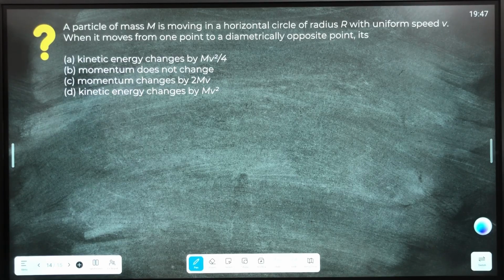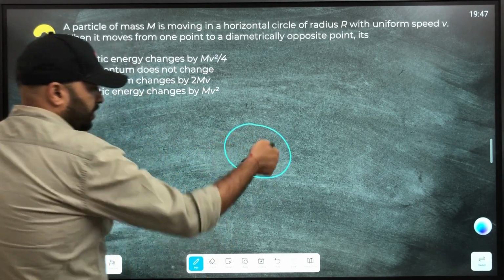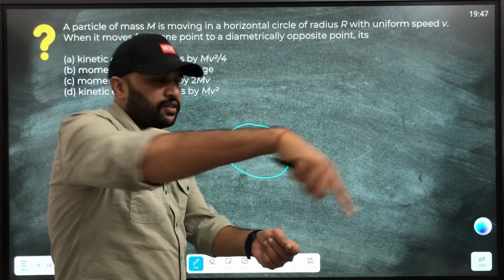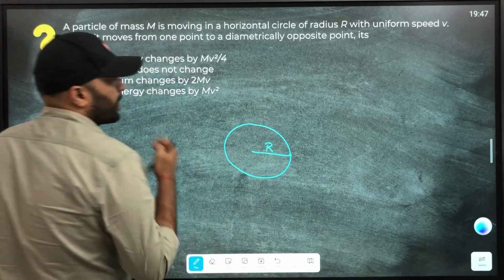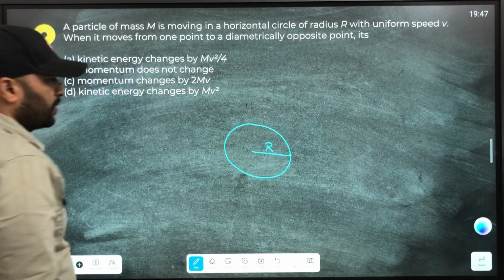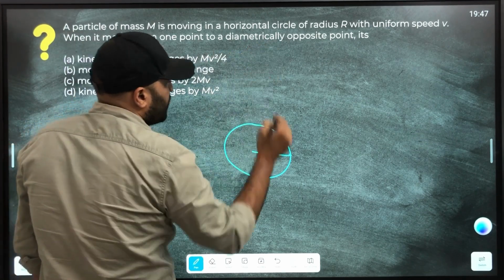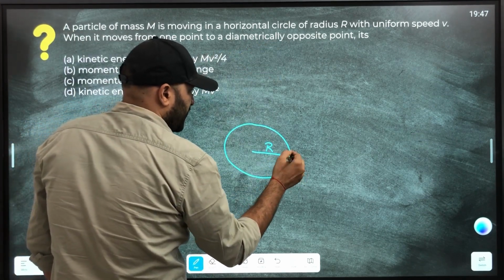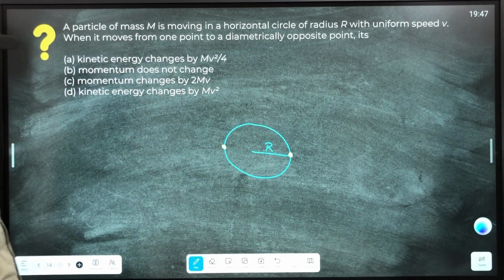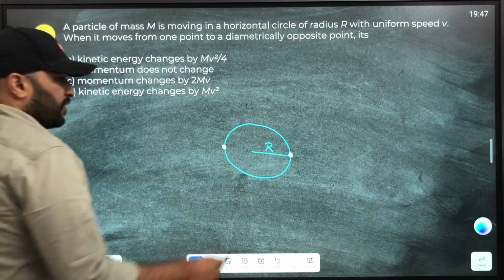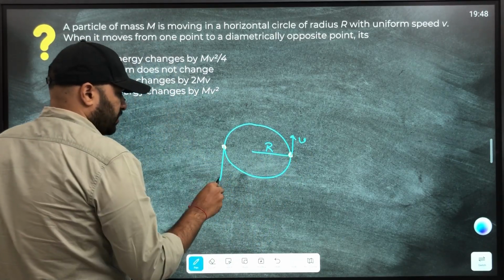Okay, a particle of mass m is moving in a horizontal circle. Fine, this is the horizontal circle like this, of radius r. So this is our radius r, with a uniform speed v. When it moves from one point to a diametrically opposite point, so let's say this is the first point and this is the second diametrically opposite point. Fine. Its kinetic energy: let's see what the velocity is here. Velocity here will be v if it is moving with constant speed, and here the velocity will also be v.